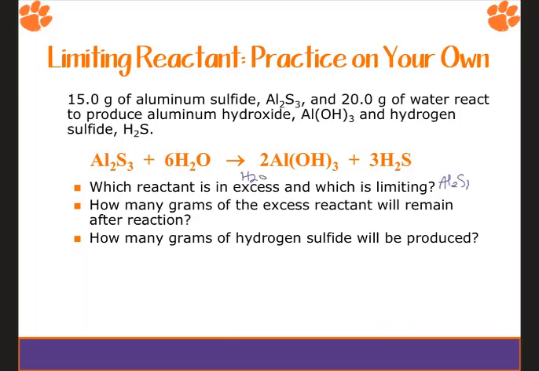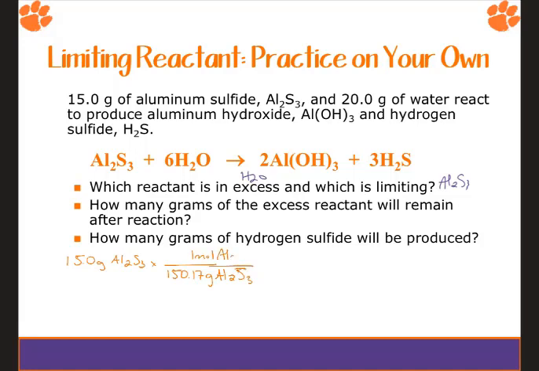So the next step is to figure out how many grams of the excess reactant will remain. Again, we've established that that's water, so how much do we have left over? So again, you've got to start with your limiting reactant, which is the 15 grams of the aluminum sulfide. Again, you can start with the moles that you just calculated. I'm just going to go the whole way just so we get practice.